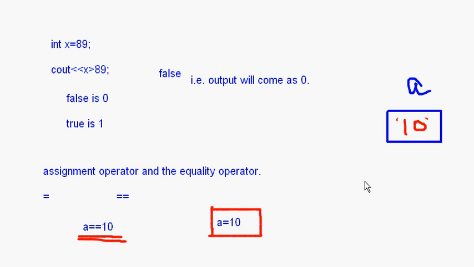Then one expression I'll write here, supposing I have int x = 90, right? And I write cout. Let's put one more variable here. int y = 100, right? cout y greater than x plus 20.